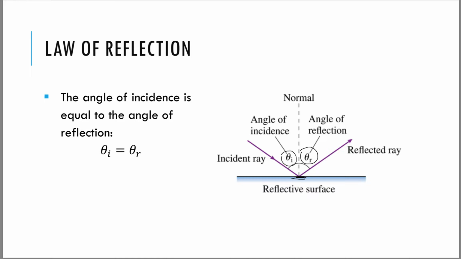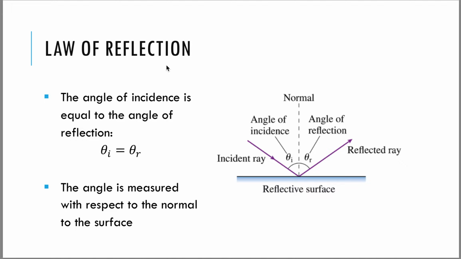A thing that is very important to note when using this law of reflection is that the angle is measured with respect to the normal to the surface. Definitely want to underline this 5 times, right? So the normal to the surface is a line that is perpendicular to the surface, a 90-degree angle.